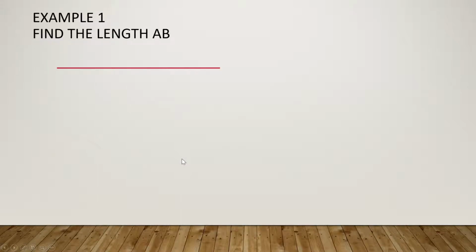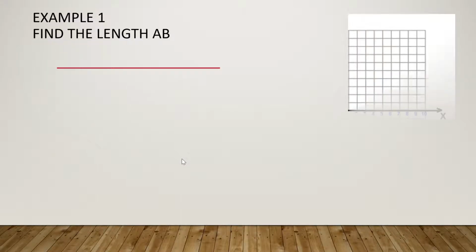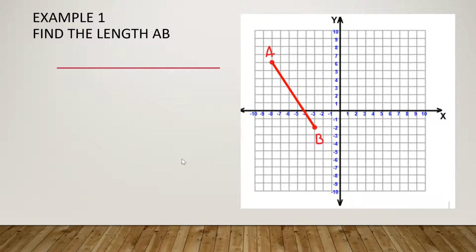Let's take a look at an example of how this works. Here is a line segment graphed on the coordinate plane. If you remember what we said in the last screen, for the distance formula we had to know the coordinates for A and B, so x1, y1, and x2, y2. Well, A is at (-8, 6). B is at (-3, -2). So we've got our coordinates, and now we're going to apply the distance formula.